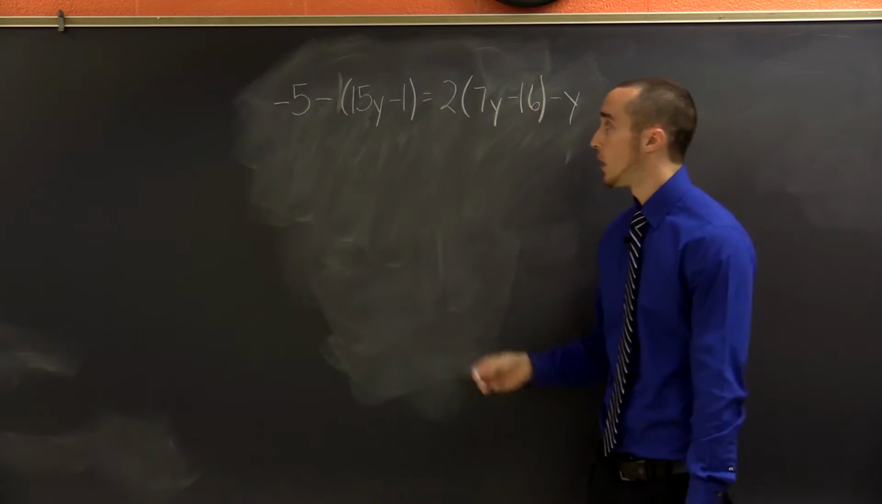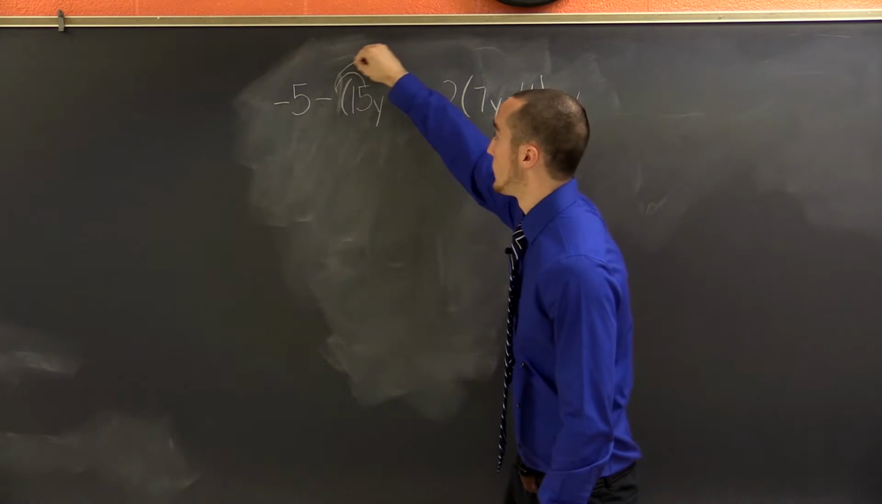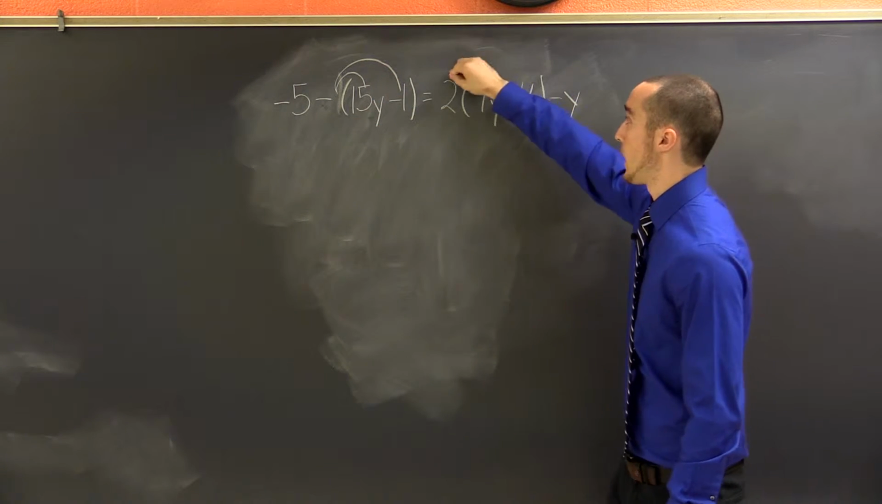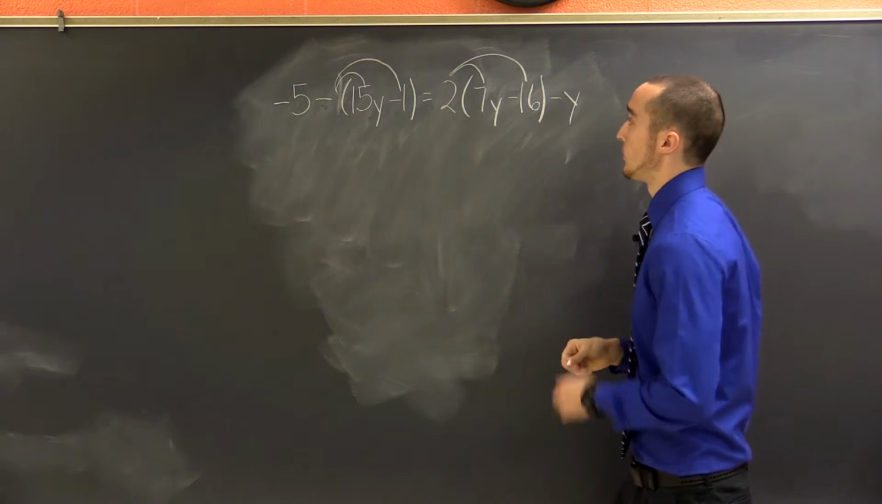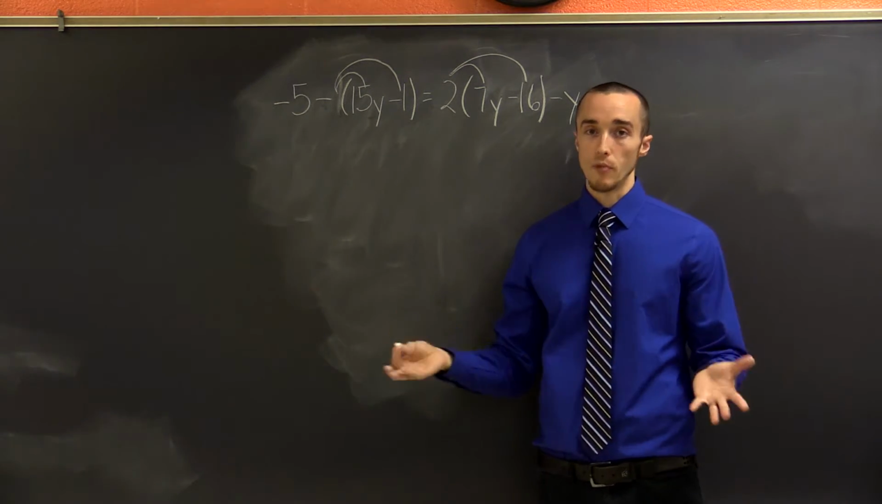On the left-hand side, there's really a negative 1 out in front that's going to distribute in. This negative sign distributes in. And on the right-hand side, we have a 2 that distributes in. Okay, so before we do anything else, always take care of the distributive property first.